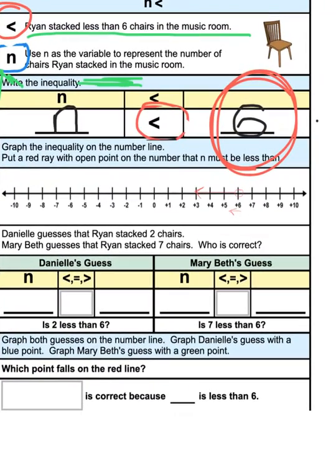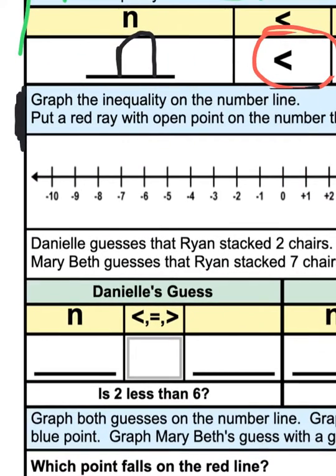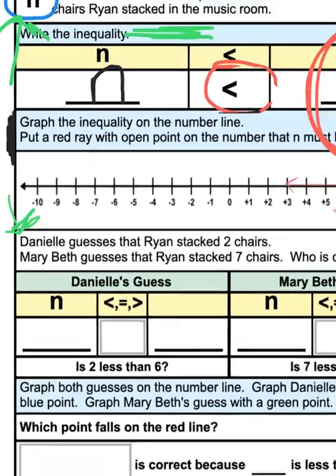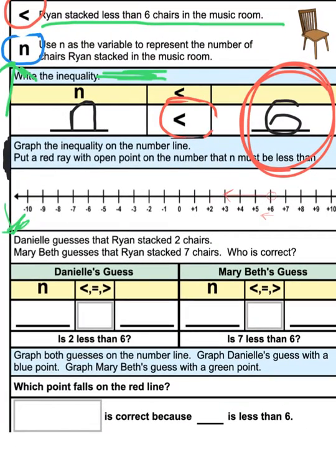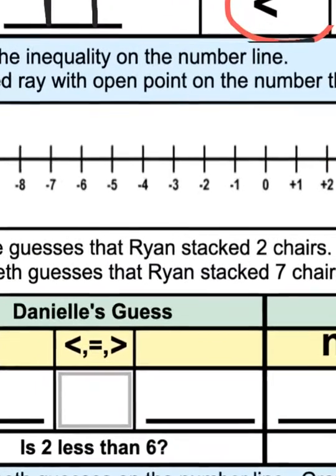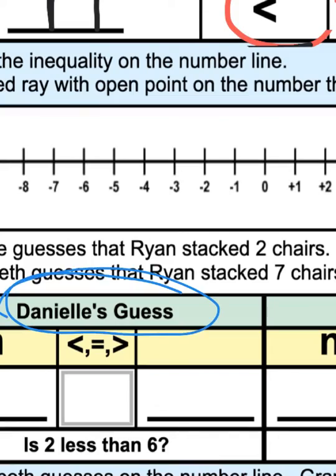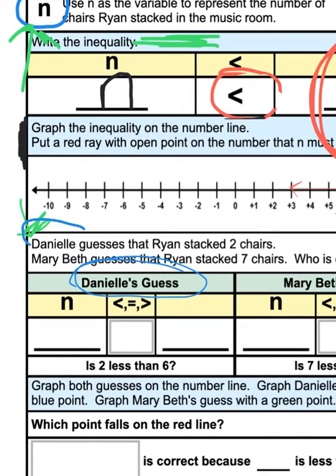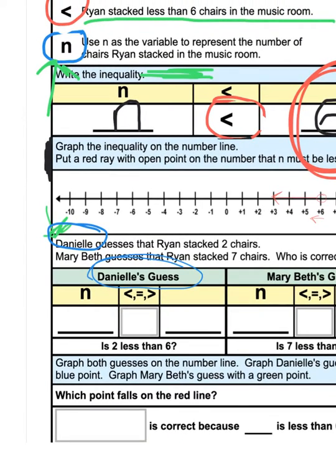So let's come down here now, and I think we're going to find out what number N is going to be. Let me draw a little arrow so you can see where I'm at. We are right here now. Danielle guesses that Ryan stacked 2 chairs. Mary Beth guesses that Ryan stacked 7 chairs. Who is correct? So notice that right here it says Danielle's guess. Danielle guesses that Ryan stacked 2 chairs. So now we have a number for N.